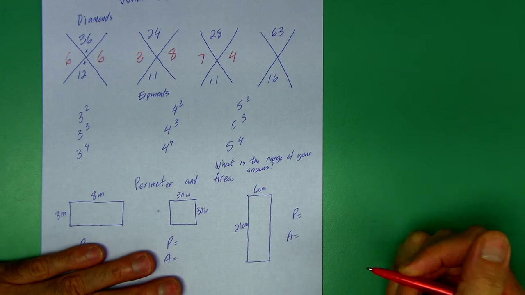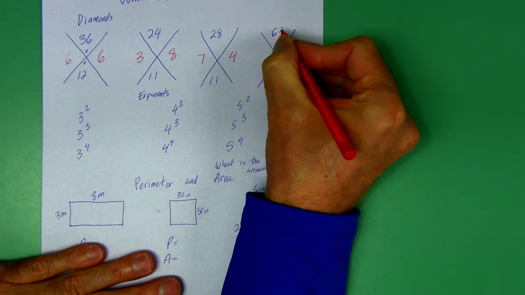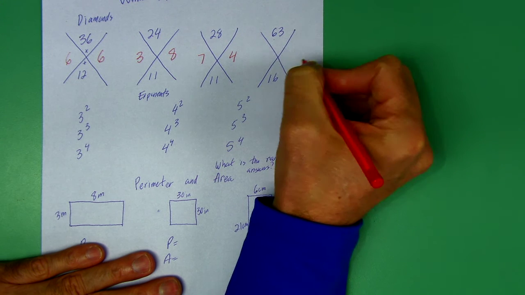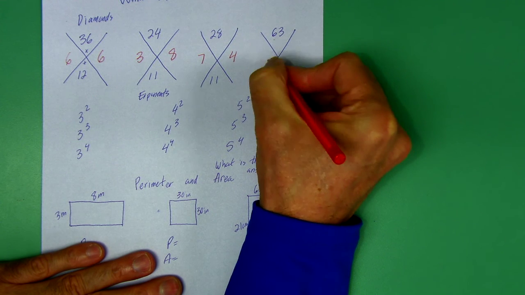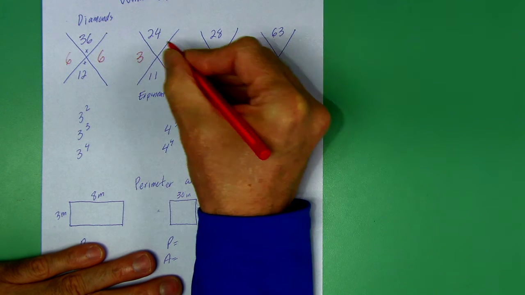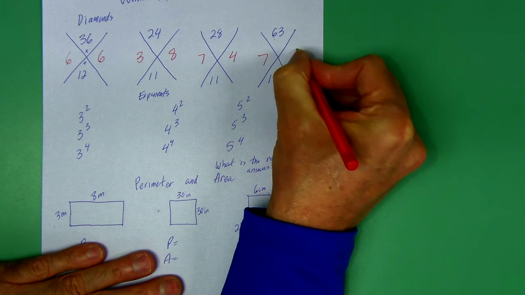And what works for the 63 and the 16? 6 plus 3 is 9. 9 goes into that, right? Remember, all the 9's less than 99, the digits add up to 9. 6 plus 3, just like 3 plus 6, right? 4 times 9. So 7 and 9 on this one.